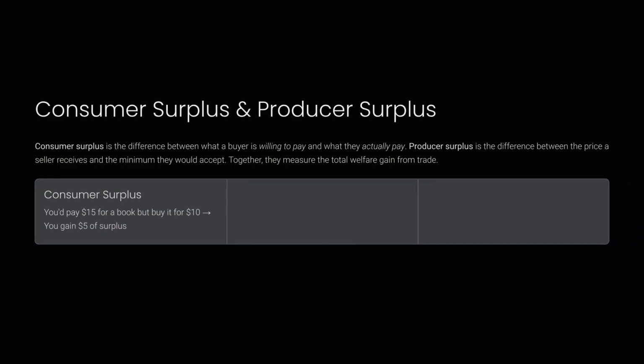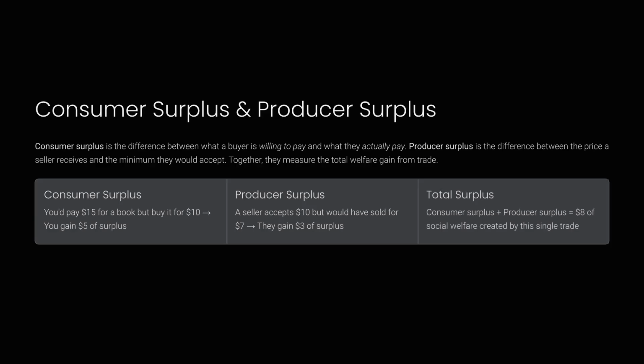Consumer surplus is the difference between what a buyer is willing to pay and what they actually pay. Producer surplus is the difference between the price a seller receives and the minimum they would accept. Total surplus measures the total welfare gain from trade, maximized in free markets at equilibrium.